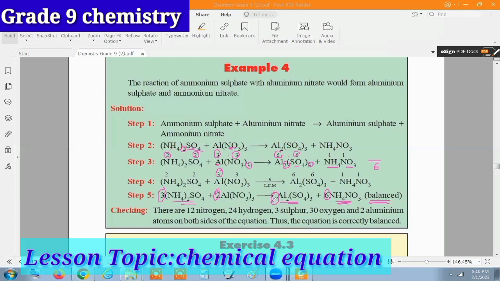The equation is already balanced. We can compare each and every atom on both the reactant and the product side, they are equal. Now if you compare, there are 12 nitrogen atoms, 24 hydrogen atoms, 3 sulfur atoms, 30 oxygen atoms, and 2 aluminum atoms on both sides of the equation. The equation is correctly balanced. Now this method of balancing an equation is said to be the LCM method of balancing an equation.